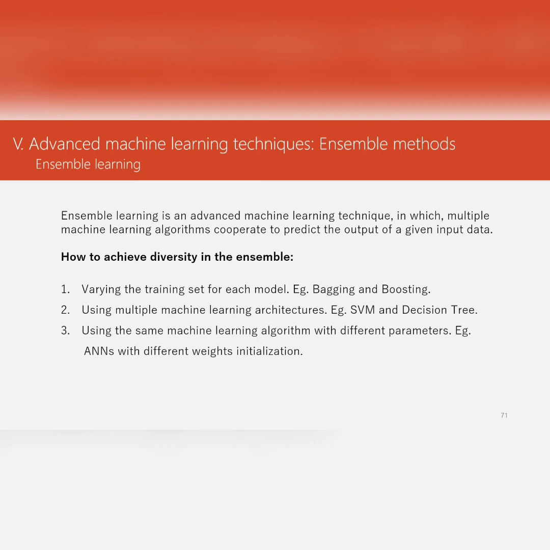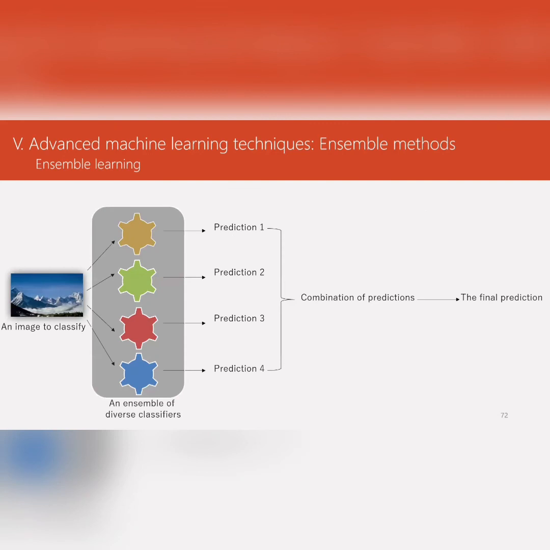Second, we can use different algorithms in terms of architecture, for example, SVMs and decision trees. And finally, we can use the same algorithm with different parameters, for example, neural networks with different weights values or weights initializations. And here is an illustrative example. So if we want to predict the class of a given image, we can pass it to the ensemble of machine learning algorithms. Then each algorithm is going to predict a different output. And then we can combine these outputs to make the final prediction.